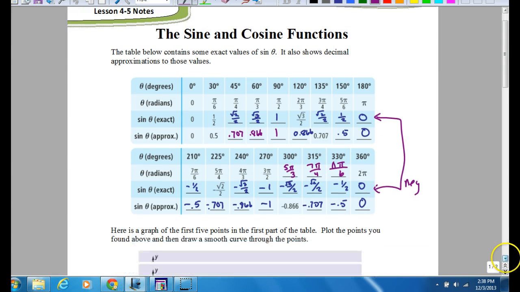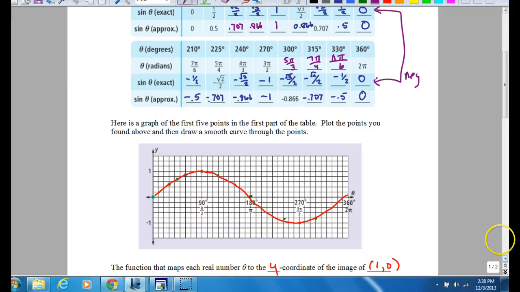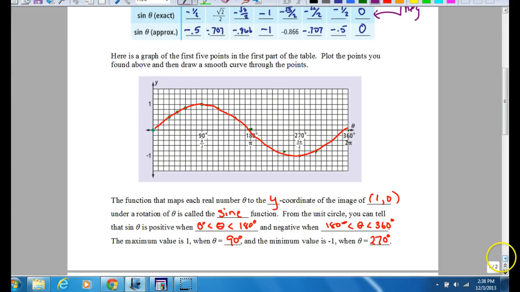All right, so now if you move on down, if you were to graph this, you should have gotten something like this in your graph. Further on, here's the rest of your notes for that page. The function that maps each real number theta to the y-coordinate of the image of 1, 0. How big is that circle that we're making a picture of? It's got a radius of 1, the unit circle. That's why we're starting off at 1, 0.